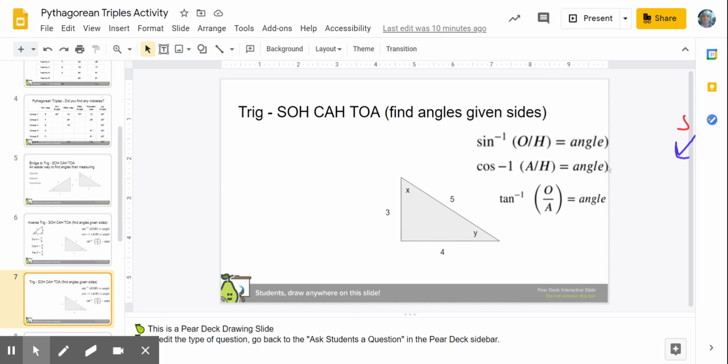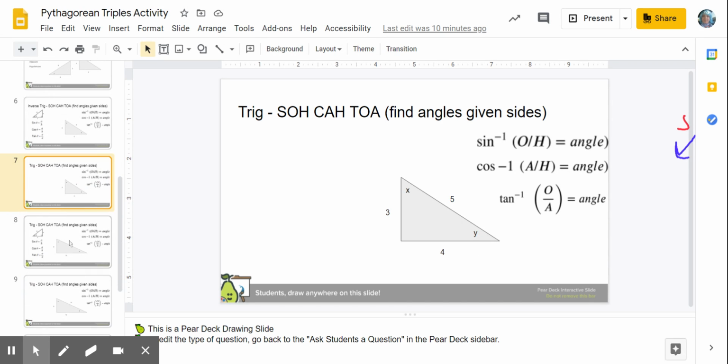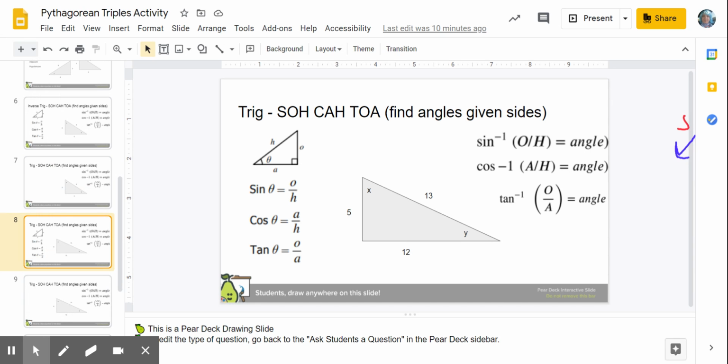Okay, these are your formulas, sine, cosine, and tangent. Let's try another one. Let's test that 5, 12, 13 triangle. So do we want to find x first or y first? X, okay? So if I'm looking at x, let's use cosine this time, just for something different. I want the adjacent side. So what's the adjacent side to x? 5. And what's the hypotenuse? 13.